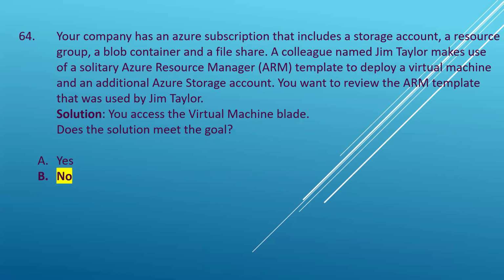Accessing the virtual machine blade would not allow you to review the ARM template that was used by the user Jim Taylor. To review the ARM template used by Jim, you would typically need to access the deployment history or template deployment section within the Azure portal. From there, you can view the deployment history and find the specific deployment made by the user. Within the deployment details, you can access the ARM template that was used for deployment, and you can review its contents as well.